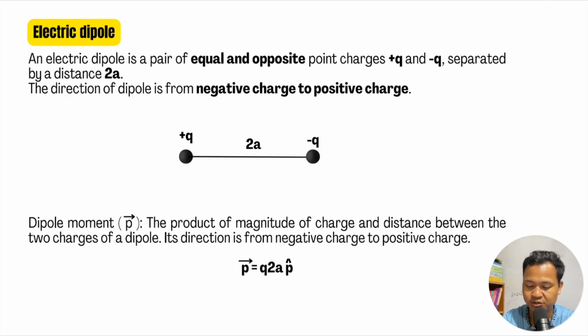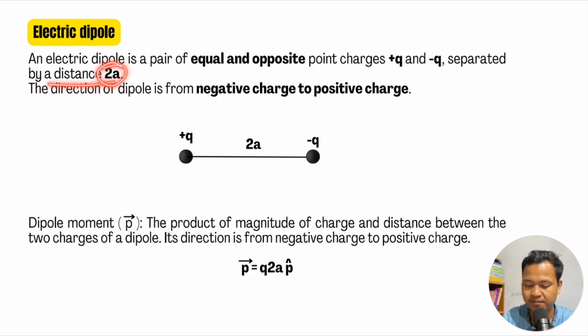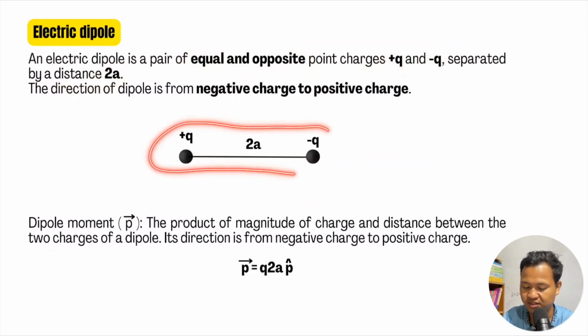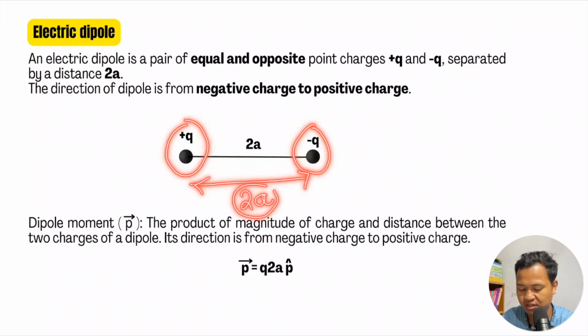So what is the meaning of electric dipole? An electric dipole is a pair of equal and opposite point charges, plus Q and minus Q, separated by a distance of 2A. Let the diagram show plus Q and minus Q, with the distance 2A. You can simply take this as D if you want.